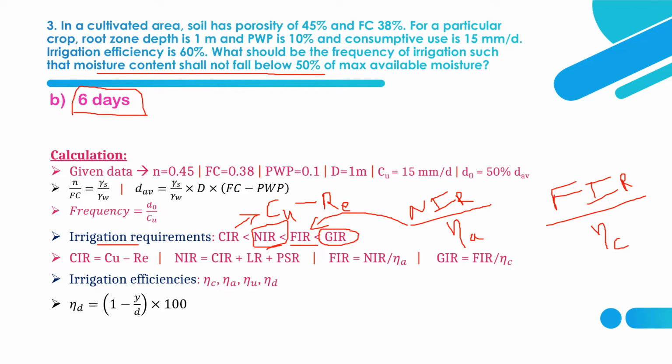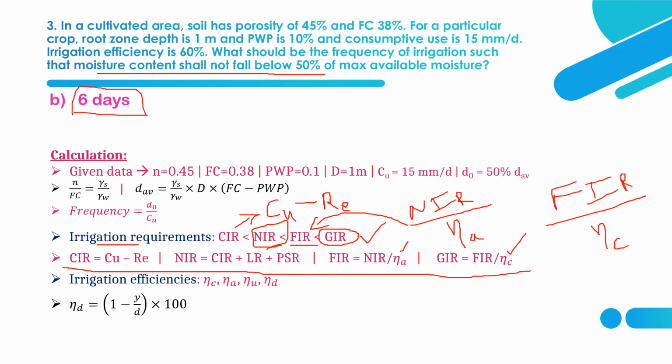First is CIR, that is consumptive irrigation requirement, then NIR net irrigation requirement, field irrigation requirement, and gross irrigation requirement. Here I have mentioned all of these: CIR is Cu minus Re, NIR is CIR plus LR plus PSR, FIR is NIR divided by water application efficiency, and gross is FIR divided by conveyance efficiency.